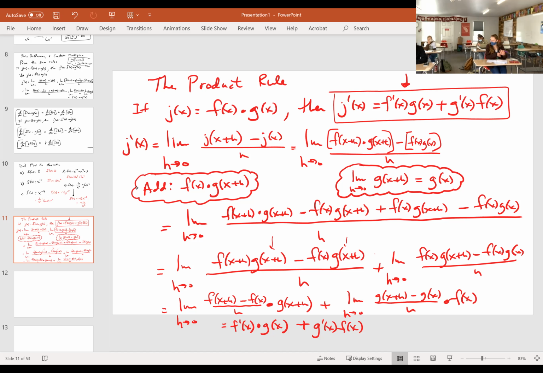You don't need to find out what the derivative of g of x is separately. That is the common way of doing it here.